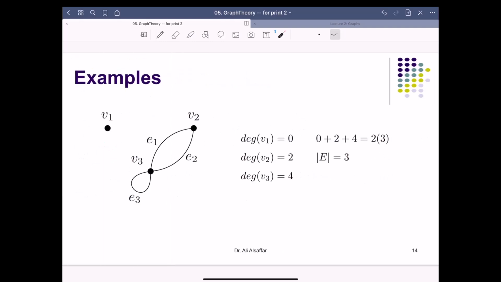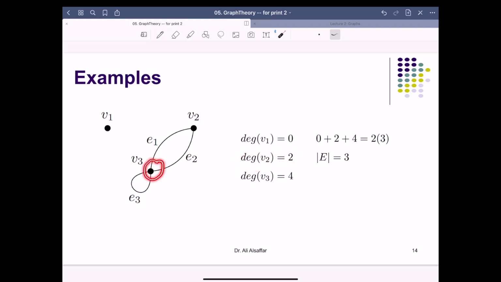Here is an example on an undirected graph. So we have 3 vertices. Now we need to count the number of incident edges, which is the degree for each vertex. For V1, there are no edges adjacent to V1, so V1 is isolated, and the degree is 0. Now for V2, there are 2 incident edges, so the degree of V2 is equal to 2.